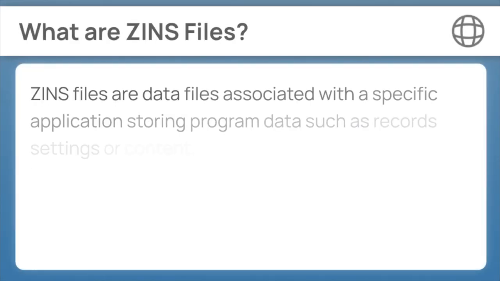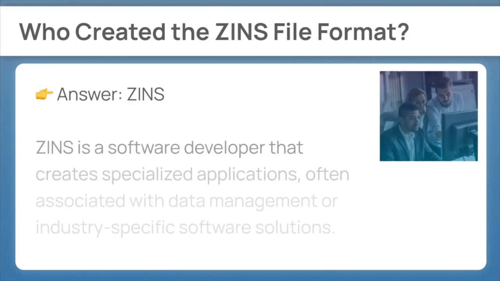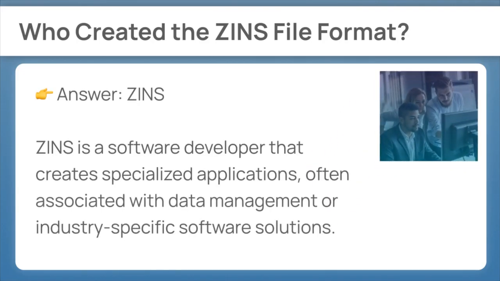ZINS files are data files associated with a specific application, storing program data, such as record settings or content. The format holds structured information used by its parent software and typically requires that application or a compatible tool to open and interpret the contents correctly.